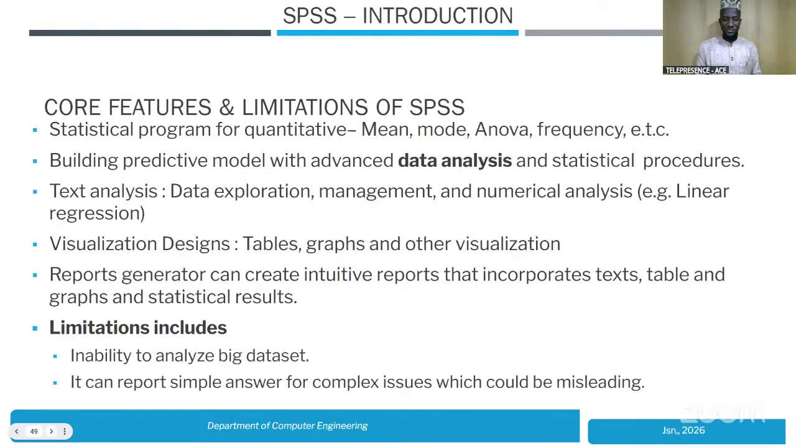SPSS has its own features and also has some certain limitations. SPSS is a statistical program for quantitative analysis. We can use it for knowing measure of central tendencies, measure of dispersion. We can use it to calculate mean, the mode, and frequency. We can use SPSS for building predictive model with advanced data analysis and statistical procedures. SPSS can be used for data exploration, data management, numerical analysis, such as linear regression, forecasting, and so on and so forth.